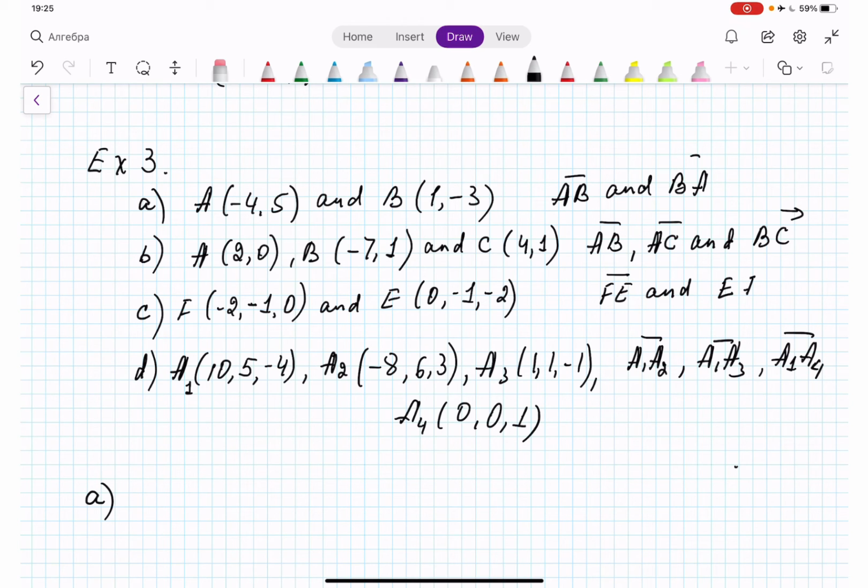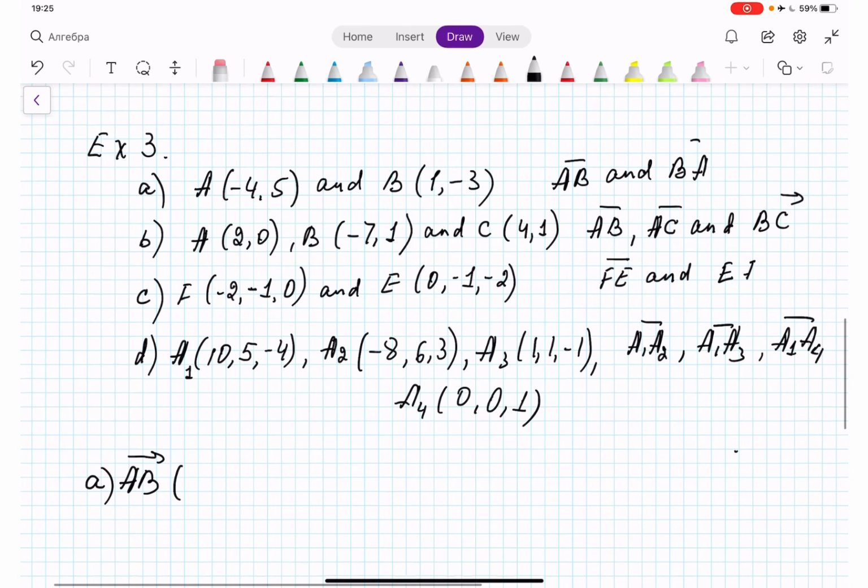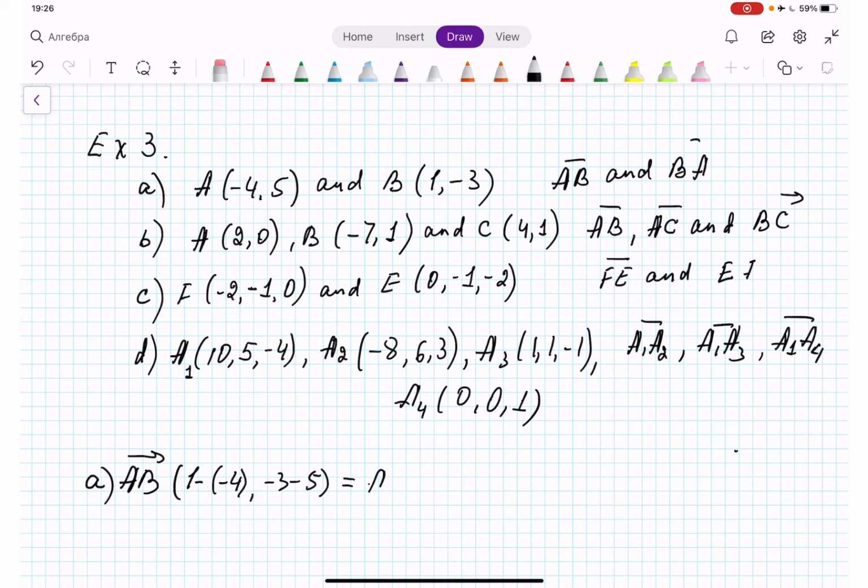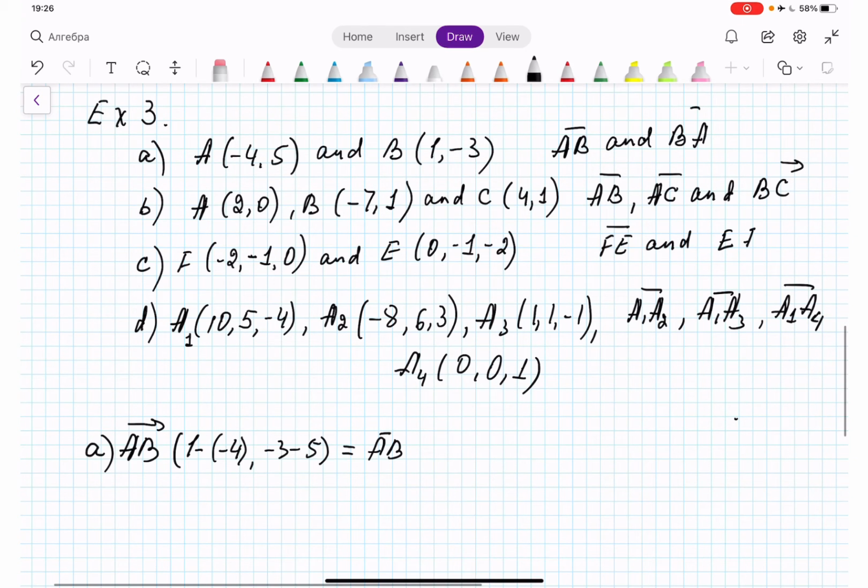So for vector AB, that means A is the beginning and B is the end, and we need to take the coordinates of the end minus the coordinates of the beginning, right? So coordinate B minus coordinate A. For AB we get 1 minus negative 4, negative 3 minus 5, and vector AB has coordinates 5 and negative 8.